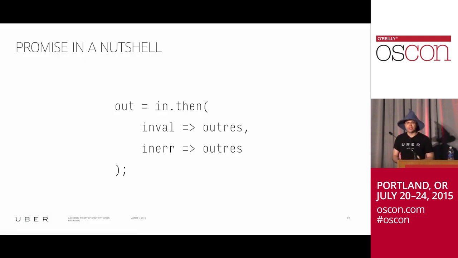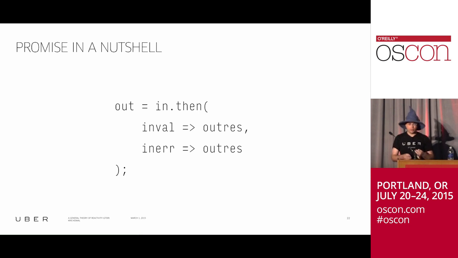A good promise implementation has something like the then method, which is the compositional piece for building promises from other promises in serial. The input promise, in this case in, is going to have an ultimate value. You've registered an observer for its value or the error, and again using some more ECMAScript 2015 notation, we're passing in a function. In this case, it's using arrow functions, which are new syntax.